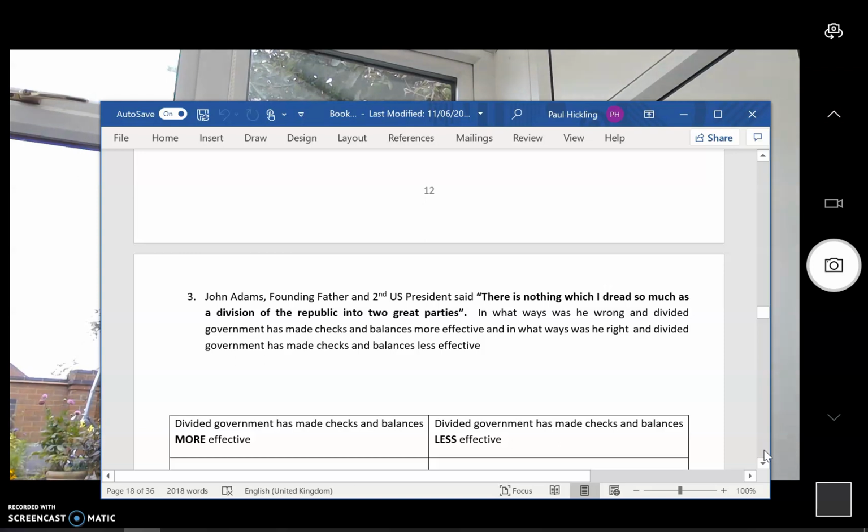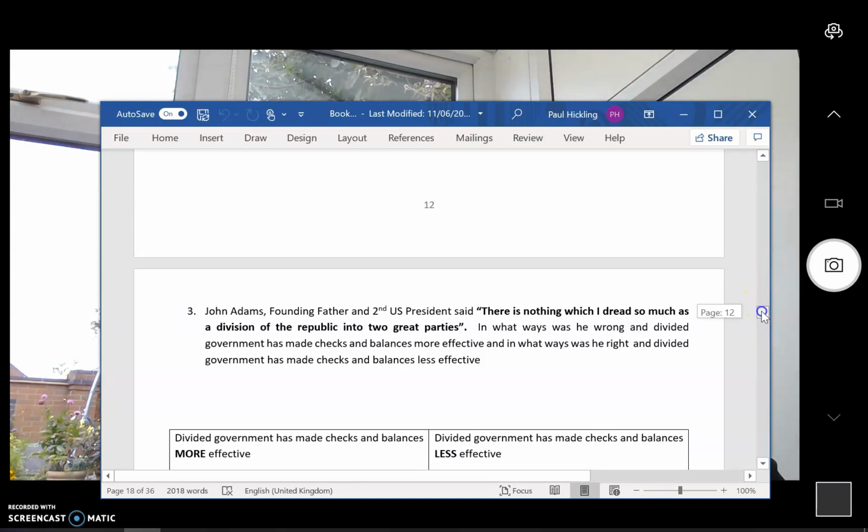This was the great fear of John Adams, the second US president. He said, "There is nothing which I dread so much as the division of the Republic into 2 great parties." In many ways, you can say he's right, because at the moment America is very much divided between conservatives and liberals. We have seen long periods of time where there has been effective gridlock and things haven't been taking shape. When we do Congress, we'll do this in more detail. I've got some nice graphs and things to show you.